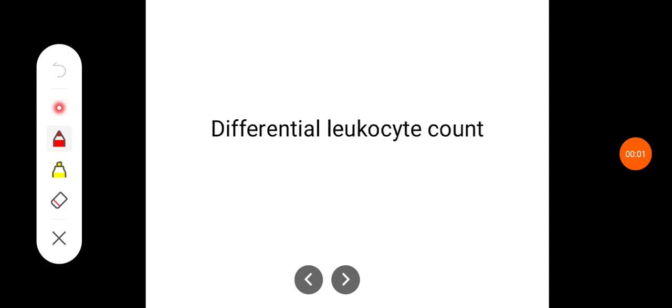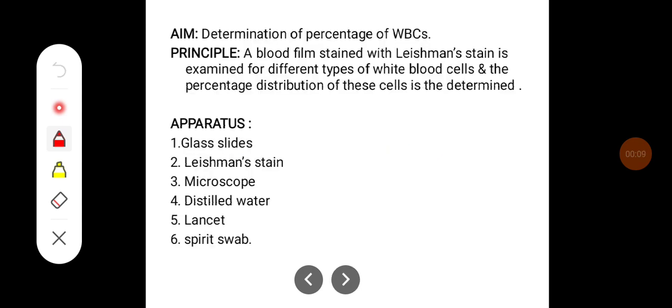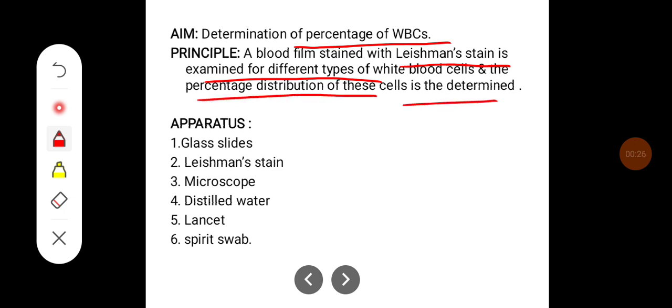Hello everyone. In this particular class, we'll try to learn about what is differential leukocyte count and how it is performed. The aim of this practical will be determination of percentage of WBCs. The principle is, a blood film stained with Leishman stain is examined for different types of white blood cells and the percentage of distribution of these cells is determined.